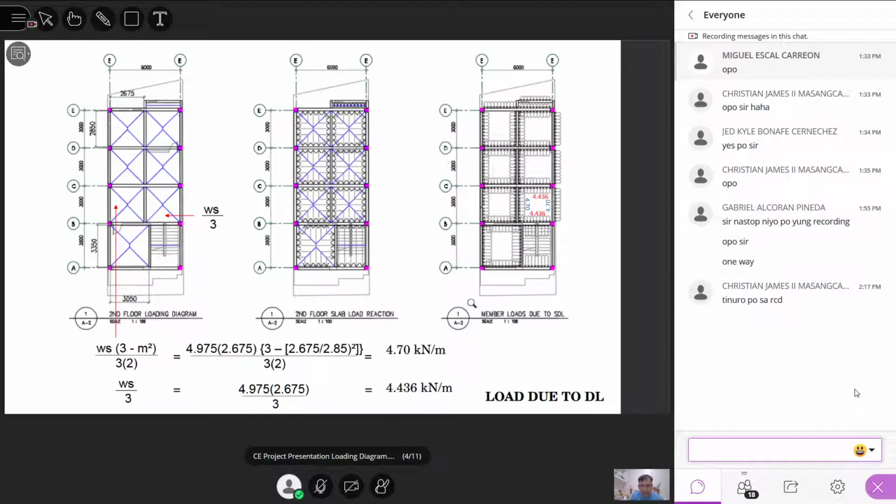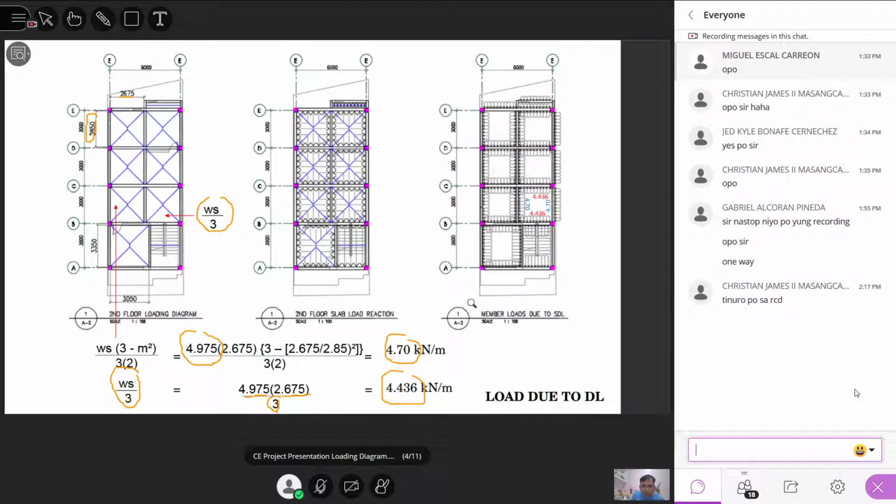Okay. Next. Now, for this slab, since parehas naman ng dimensions nila, so pare-parehas lang yung 6 na yan. Again, this one is WS over 3. This one is what? Trapezoidal, that is WS multiplied by 3 minus m squared all over 6. Now, if we substitute, again, walang nagbago, 4.975. Ano ang nagbago? The dimension. The dimension of this slab is what? This one, 2.675. And then the other one is what? 2.85. This is 2.85. This is 2.675. So, if we substitute here, okay, and if we substitute WS over 3, again, 4.975, 2.675, yung S natin, over 3. So, we can calculate the value of our equivalent uniform dead load, 4.7 and 4.43.